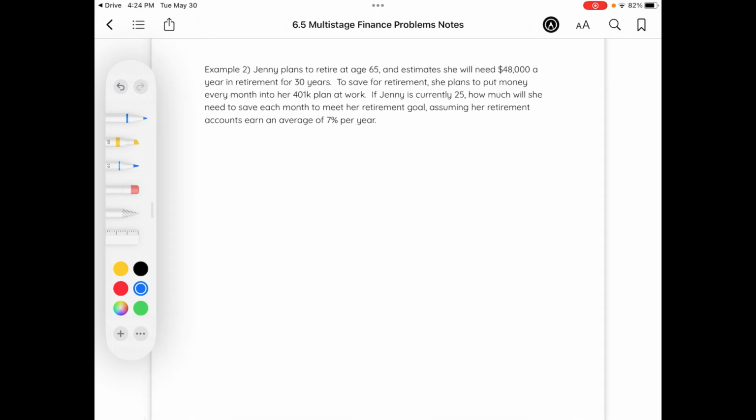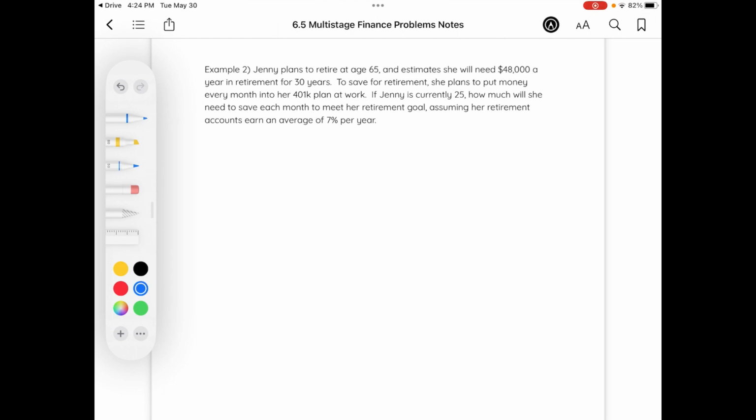Jenny plans to retire at age 65 and estimates she will need $48,000 a year in retirement for 30 years. To save for retirement, she plans to put money every month into her 401k plan at work. If Jenny is currently 25, how much will she need to save each month to meet her retirement goal, assuming her retirement accounts earn an average of 7% per year?